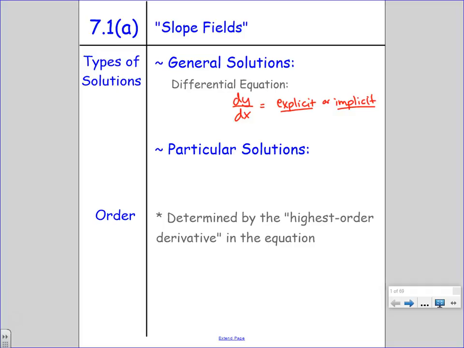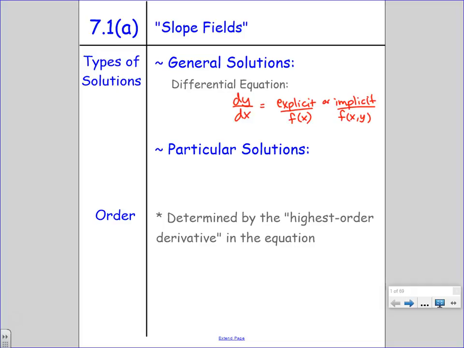Yeah, but explain why though. Because the y is kind of trapped inside, like a chain rule. So the implicit is in terms of f of x and y. There are x's and y's in the function. Whereas for explicit, it's just in terms of x. Is that cool? Okay.